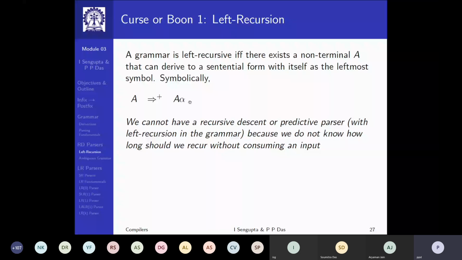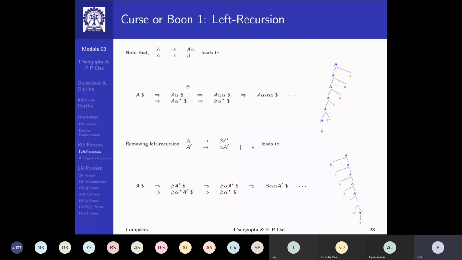So how does this left recursion look? I'm taking a very simplified example, but the most fundamental one. The most generic form of left recursion is A produces A alpha, where alpha could be any terminals and non-terminals. Naturally, there has to be another production from A so that this process can end: A produces beta, where beta does not start with the non-terminal A.